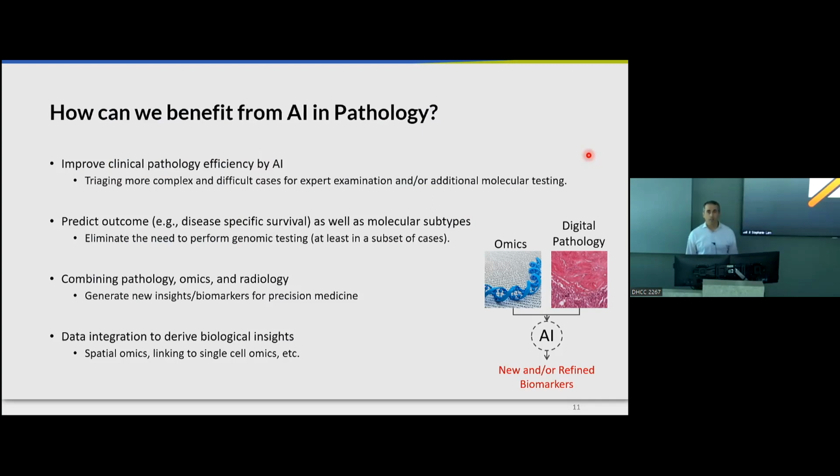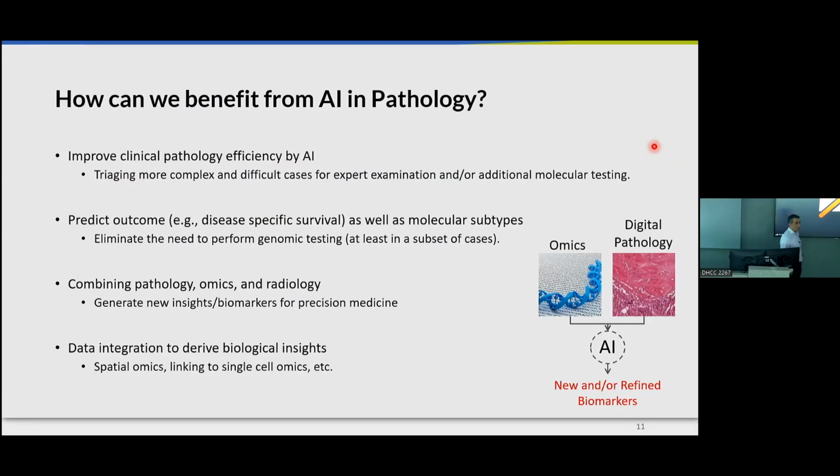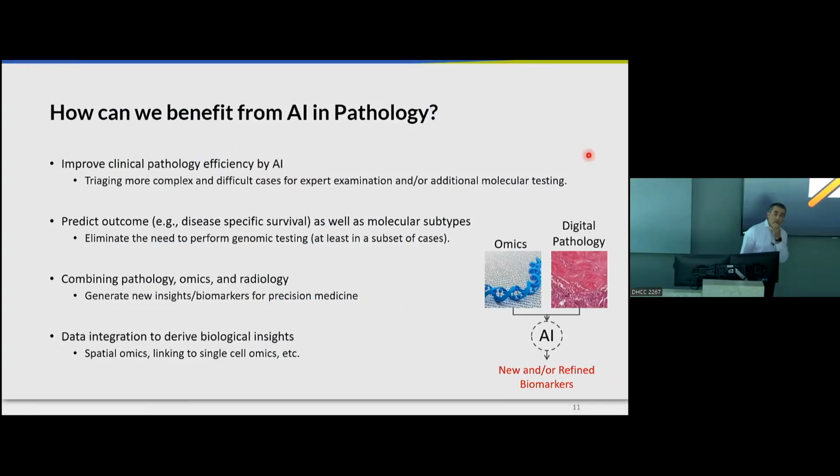That means building better diagnostic models and algorithms, and imagine triaging cases so that the complicated or more sophisticated ones can actually be reviewed by pathologists. The rest can be signed off right away. So that is, again, more about pathology efficiency. Another aspect that I think is more interesting is trying to predict the outcome of patients to specific therapies.